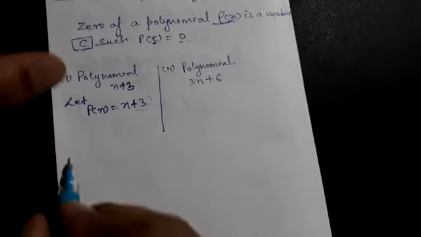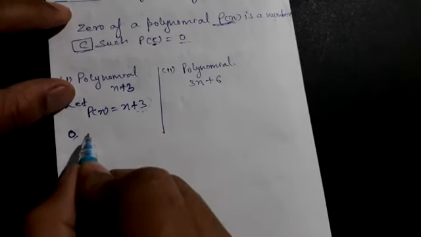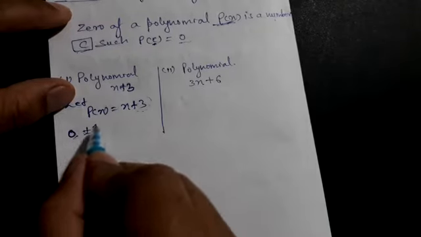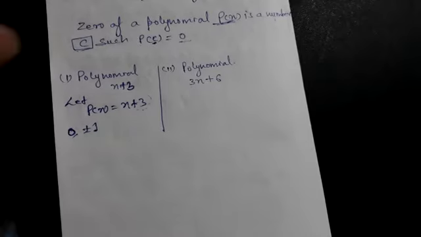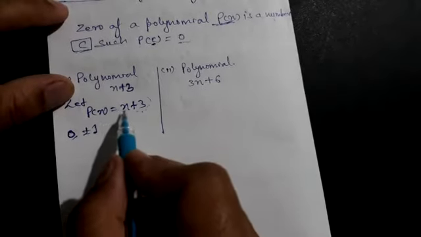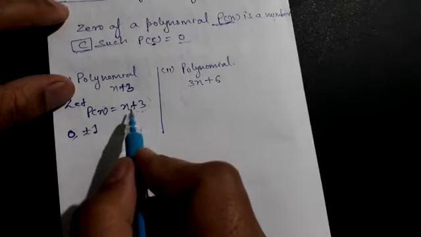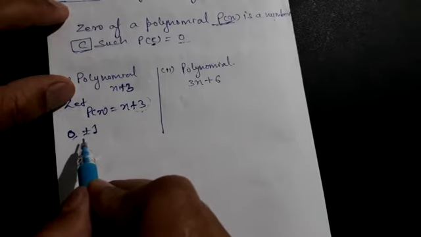For that we will substitute the value of x starting from 0, after that plus and minus 1. Plus minus 1 means one time we will substitute plus 1 and another time minus 1. First we will substitute 0. If after substituting x is equal to 0 the total value of the polynomial is 0, it means 0 is one of the zeros.